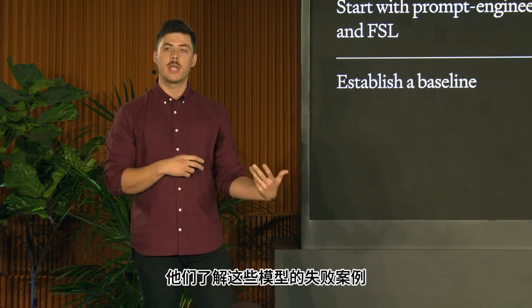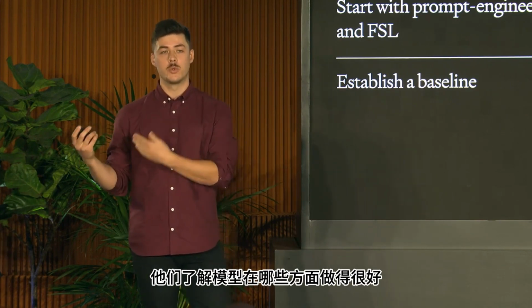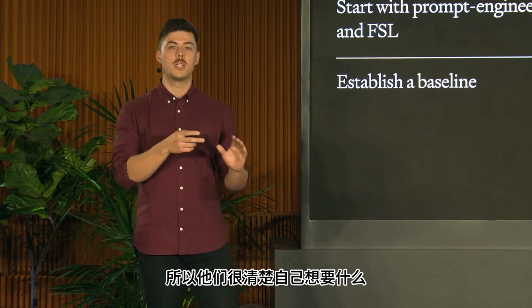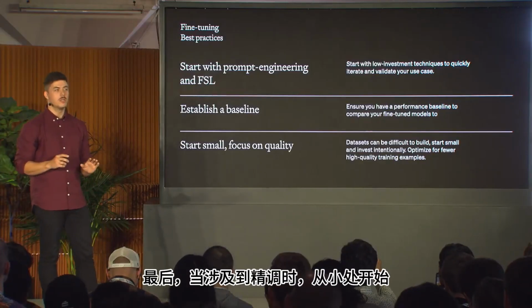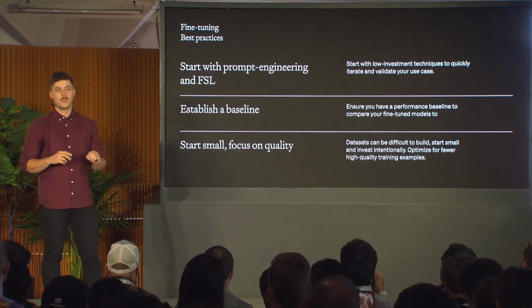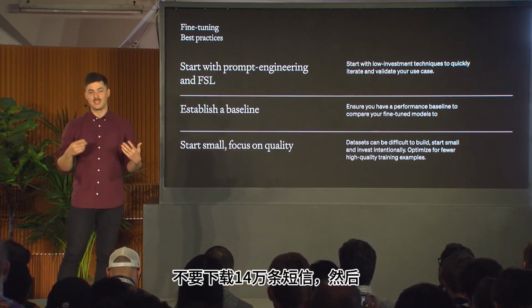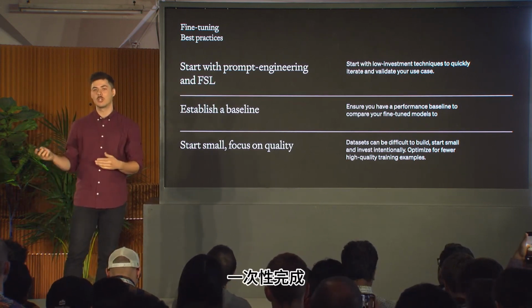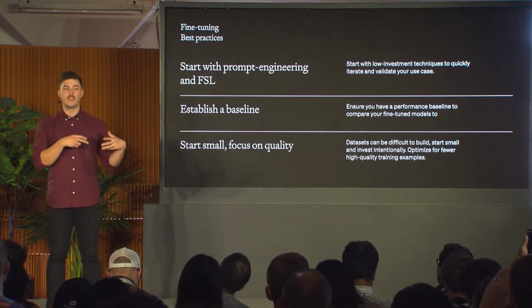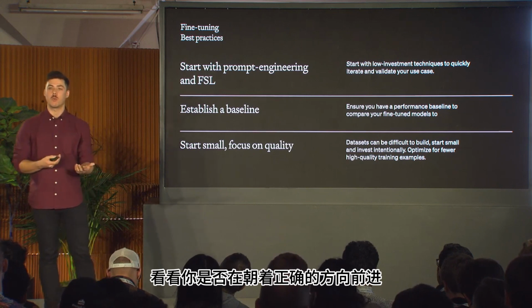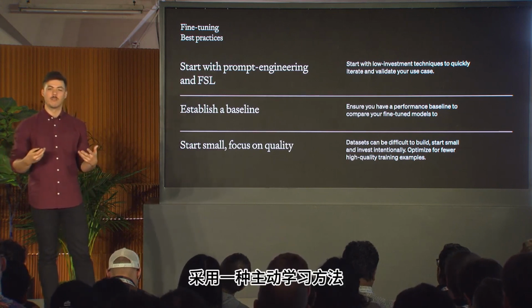They understood the failure cases of those models, they understood where the models were doing well, so they understood exactly what they wanted to target with fine-tuning. And finally, when it comes to fine-tuning, start small. Don't download 140,000 Slack messages and then just do it in a single shot. Develop a small, high-quality data set, perform the fine-tuning, and then evaluate your model and see if you're moving in the right direction. So you can do something like an active learning approach here, right?